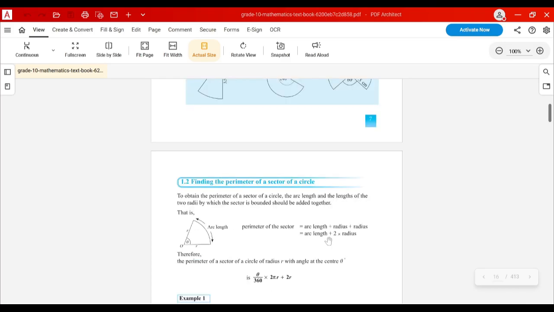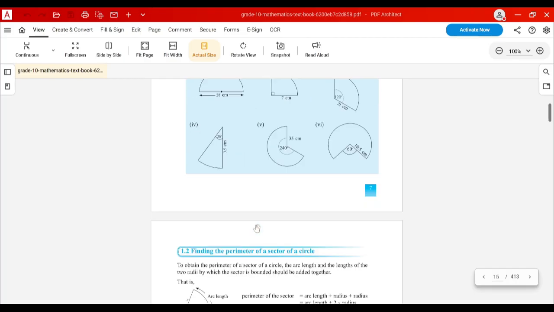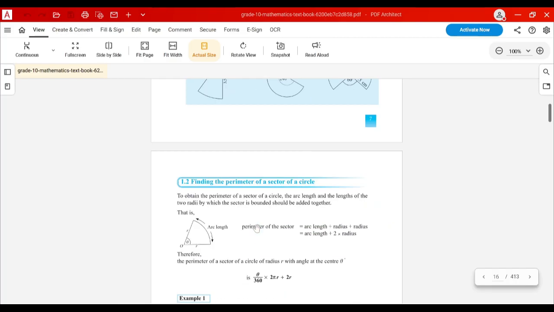Right. Finding the perimeter of a sector of a circle. So we're now going to check how we find the perimeter of a sector of a circle, which is really an easy thing because now we've learned how to find an arc length, and once you have obtained the arc length, it's easy to find the perimeter simply by adding both radii as well.